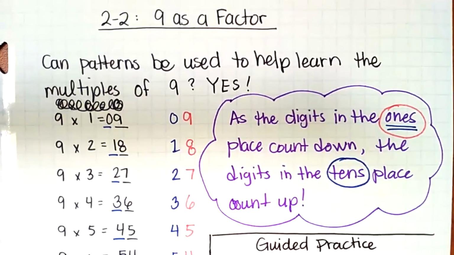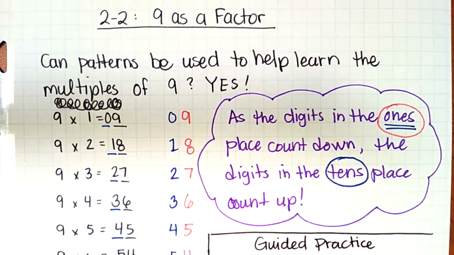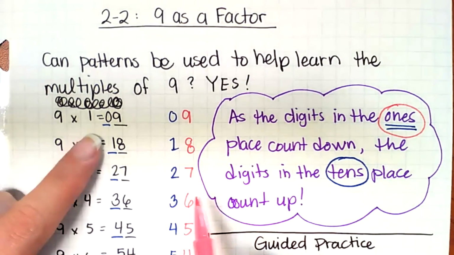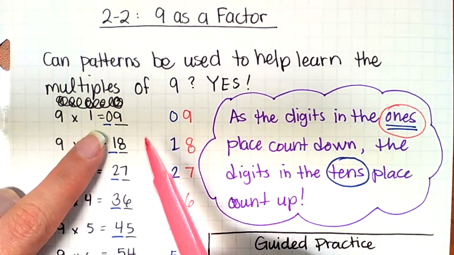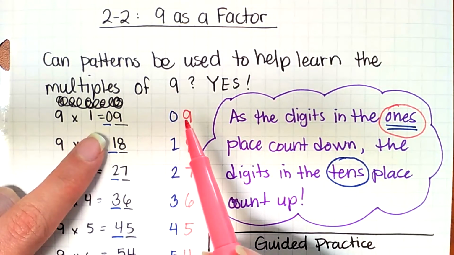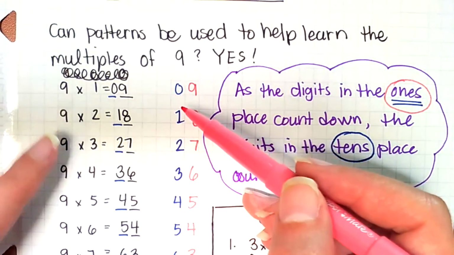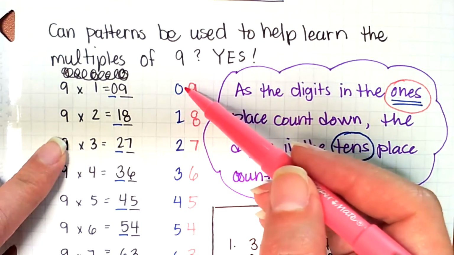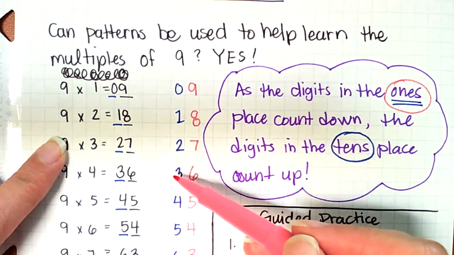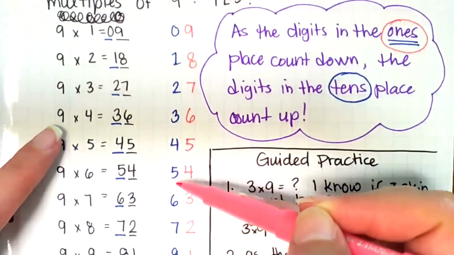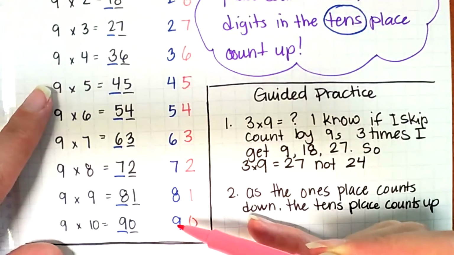So can patterns be used to help us learn the multiples of 9? Yes, absolutely. So take a look at my place values. My place values in the tens starts at a 0. 9 times 1 is 9. So this goes 0, 1, 2, 3, 4, 5, 6, 7, 8, 9.